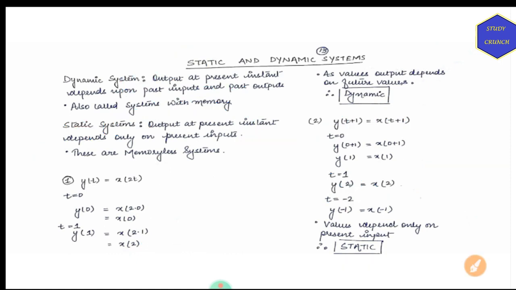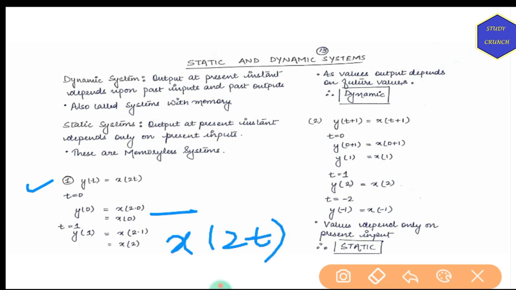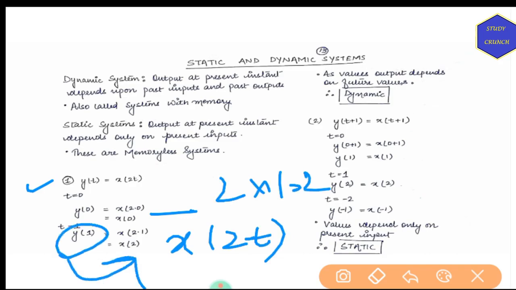Now let's move on to some questions. y(t) is equal to x(2t). We put the value t is equal to 0, so y(0) is equal to x(0). Then when t is equal to 1, y(1) is equal to x(2t), so 2t will be 2 into 1, that is 2. So y(1) is also dependent on future values, so these are dynamic systems.